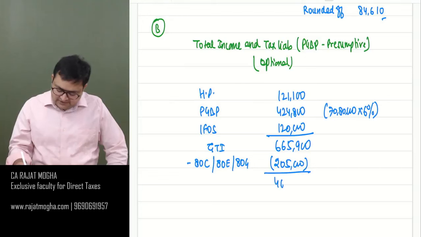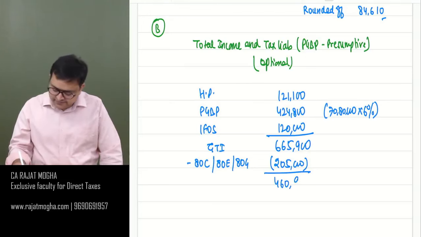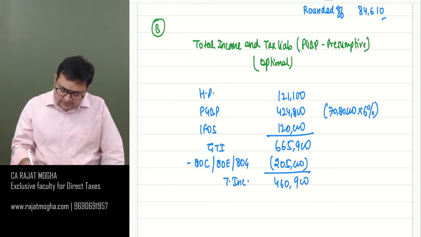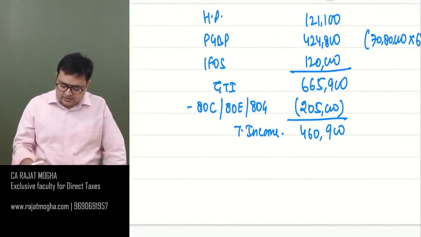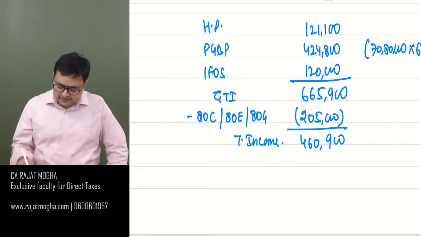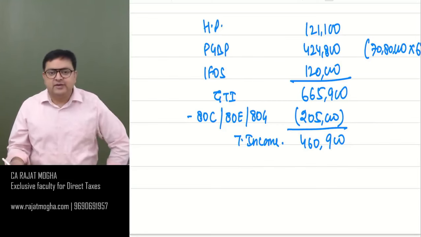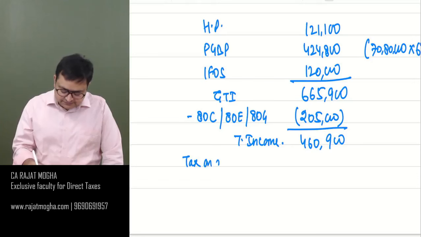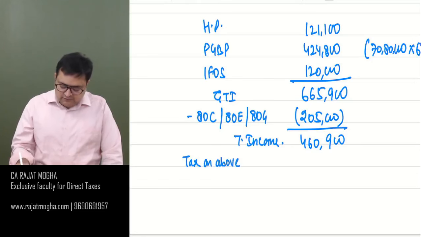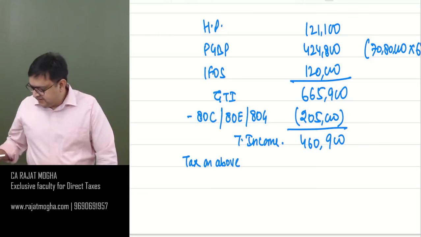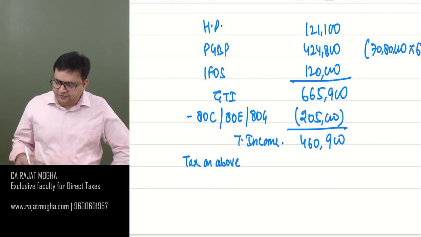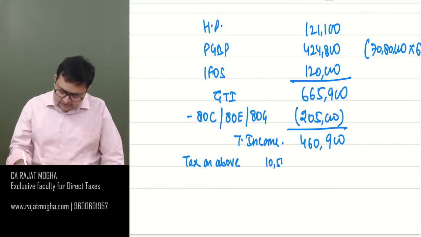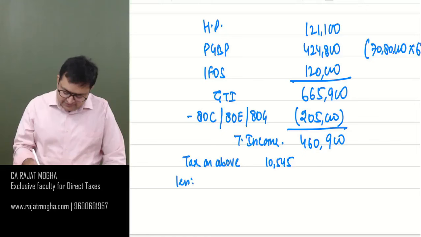So it is 460,900. This is the total income under optional regime. I think after rebate it will become zero because it is not more than 5 lakh rupees, right? There would be a rebate also in optional regime up to 5 lakh rupees of total income. So tax on 460,900 is 10,545, less rebate.